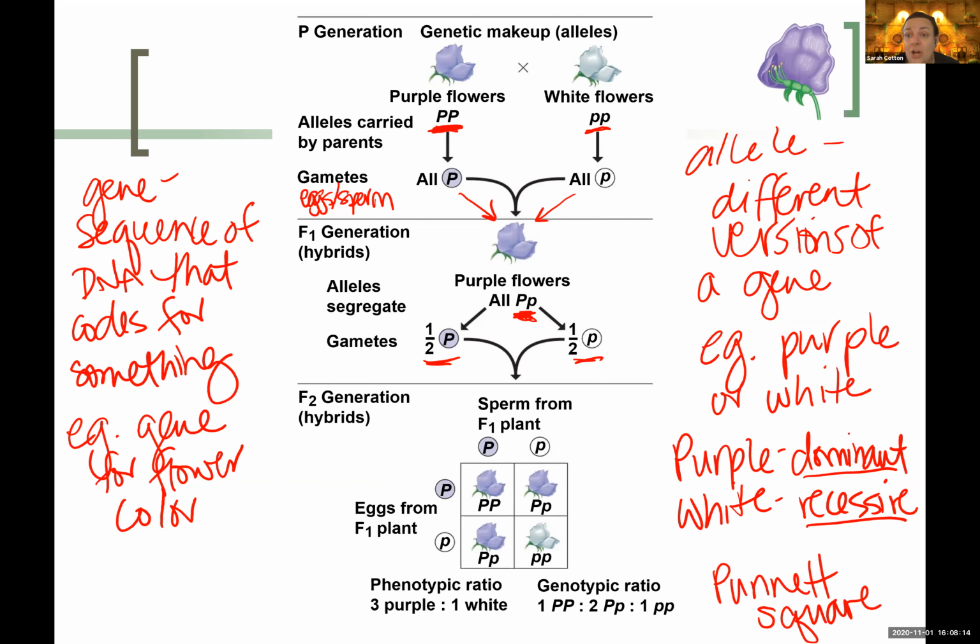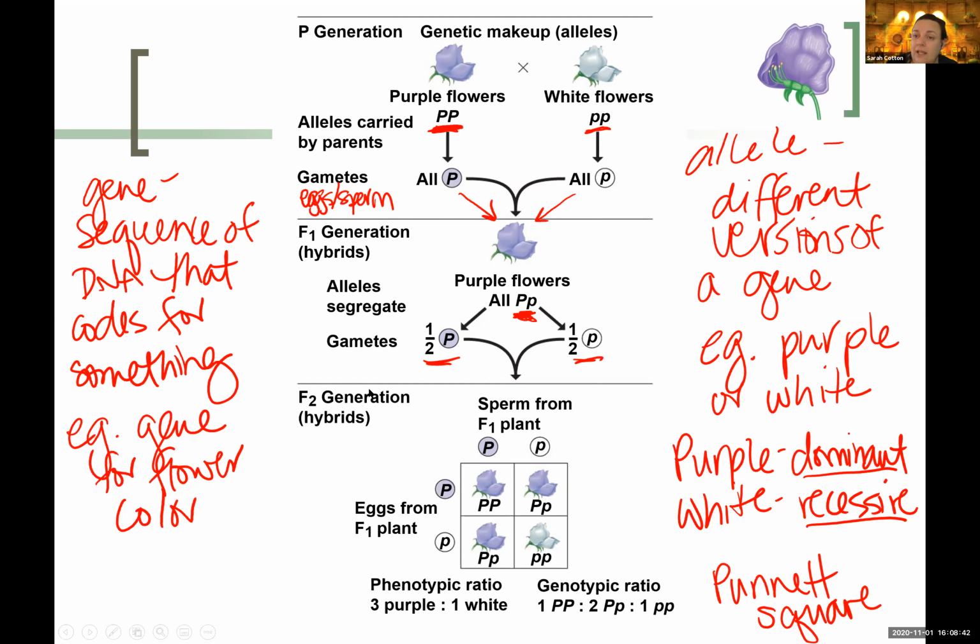Okay. And then all you do is you just fill down and across. So I take my big P sperm and I go big P, big P. I take my little p from the sperm and I go little p, little p. I take my big P from the egg and I go big P, big P. And then I take my little p from the egg and I go little p, little p.